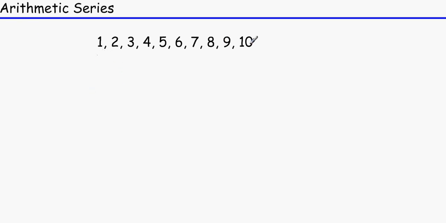So we've got 10 numbers here. To add them all up, we can do 1 plus 2 plus 3 plus 4 plus 5 plus 6 plus 7 plus 8 plus 9 plus 10. But that's long. It may not be long for now, but when we've got 100 numbers, it's really long. Or we can pair them up.